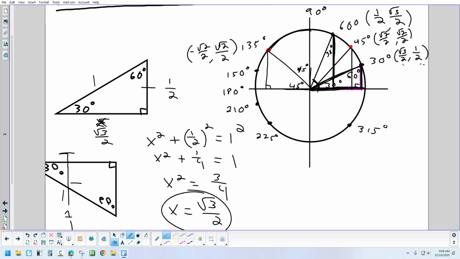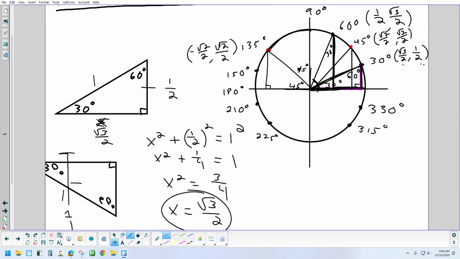And we could take this same point and then reflect it down there. What angle would this one be? Yep, -30. Well, let's just do it as a positive. 330. Yep. Okay, so that's that triangle reflected in every quadrant.